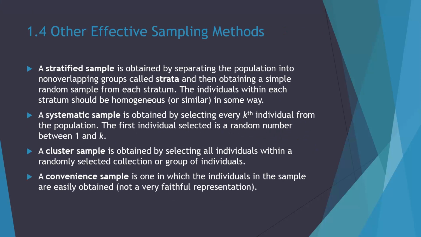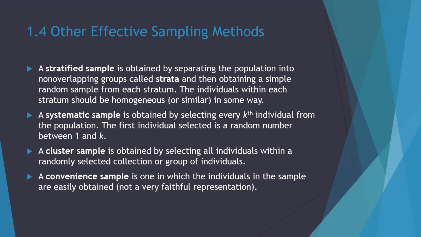A systematic sample is obtained by selecting every kth individual from the population. The first individual selected is a random number between 1 and k. You see systematic samples of people chosen a lot of times at stores when every, say, 100th customer wins a prize. A cluster sample is obtained by selecting all individuals within a randomly selected collection or group of individuals.